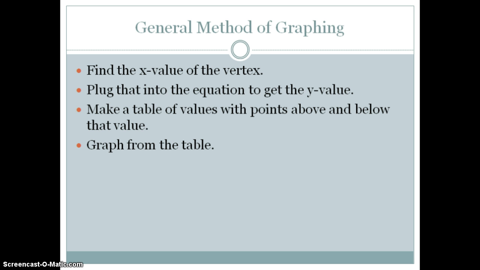You plug that into the equation to get the y value. Again, it's still evaluating. We've done this the entire year, guys. We make a table of values with points above and below that value, that value being the x value of the vertex. The reason we want that is because we have two different sides of a parabola. It's not exactly the same the entire way like linear equations were. So we have to make sure we get a good number of points. General rule of thumb is 3 points above, 3 points below, and you're looking pretty good. And then just like we do with linear, we can graph from that table.